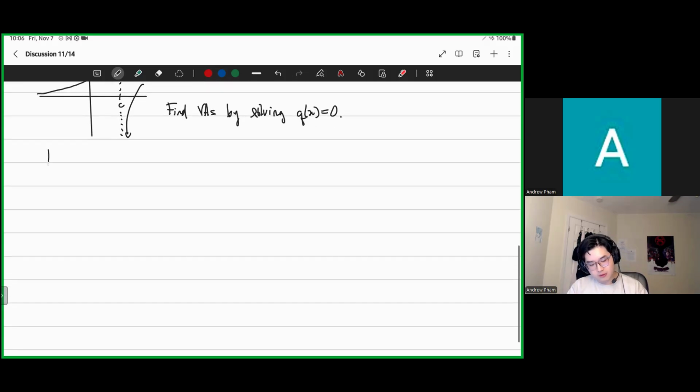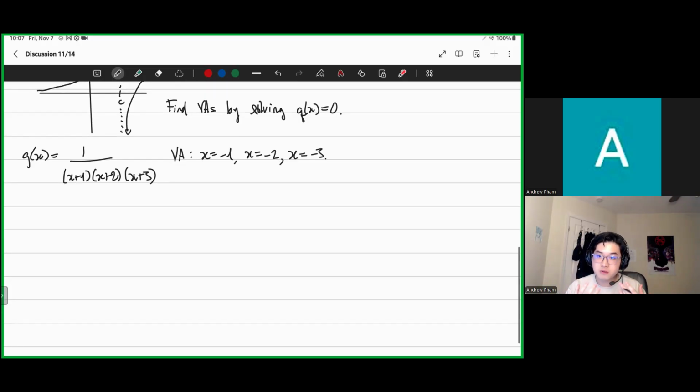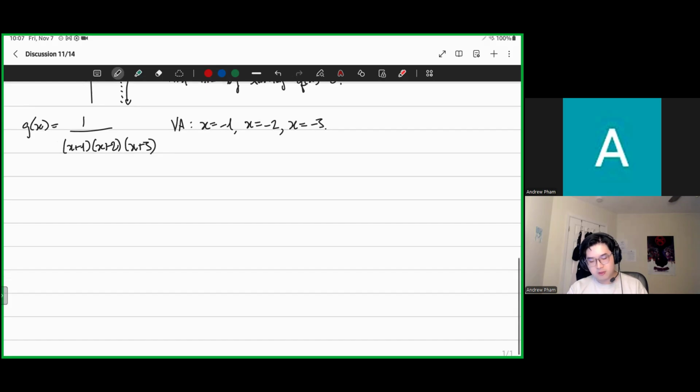So for example, if I have the function, let's say g of x is equal to 1 over (x plus 1)(x plus 2)(x plus 3), like so, you can immediately assert that there's going to be VAs of g at precisely x equals minus 1, x equals minus 2, and x equals minus 3. Okay? VAs are vertical lines, so the equations of the VAs will always be x equals. Okay? Good. And then the way you graph is, of course, with dashed lines.